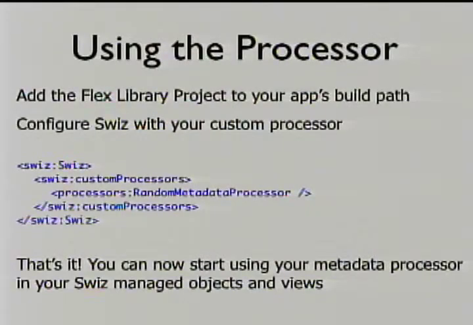And then finally, once you've created your processor, to use it in your application, it's fairly simple. This is standard Swiz configuration in MXML. And you just specify your processor in the custom processors array. And that's it. You can start using the metadata in your project. I'll go ahead and actually just follow through with that.